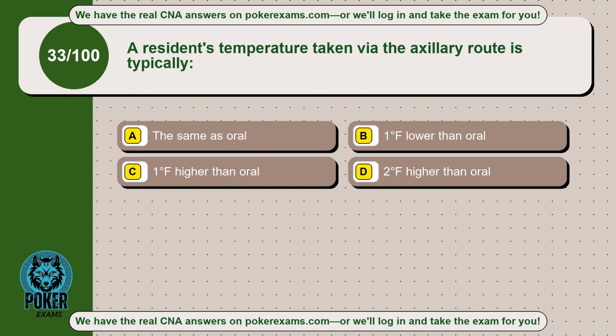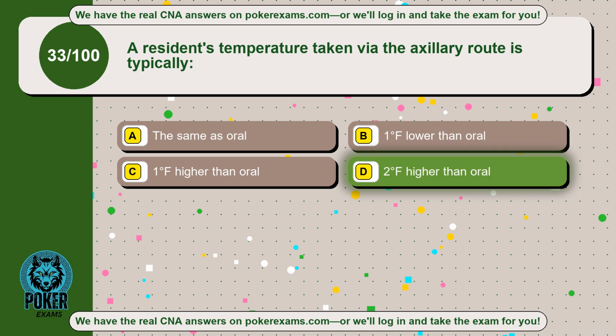Question 33. A resident's temperature taken via the axillary route is typically: Option A, the same as oral. Option B, 1 degree Fahrenheit lower than oral. Option C, 1 degree Fahrenheit higher than oral. Option D, 2 degrees Fahrenheit higher than oral.